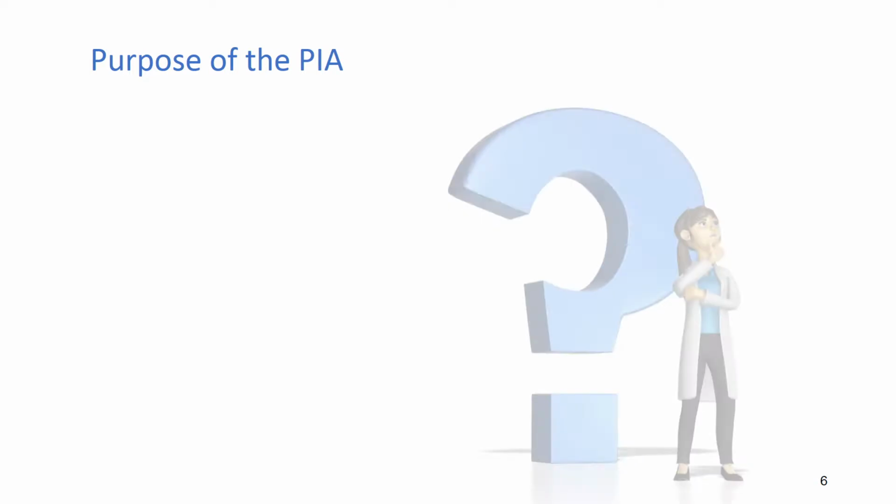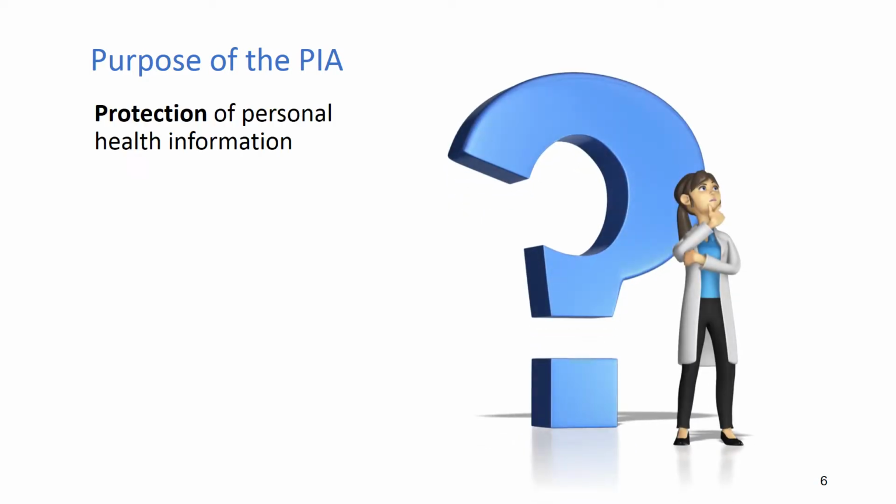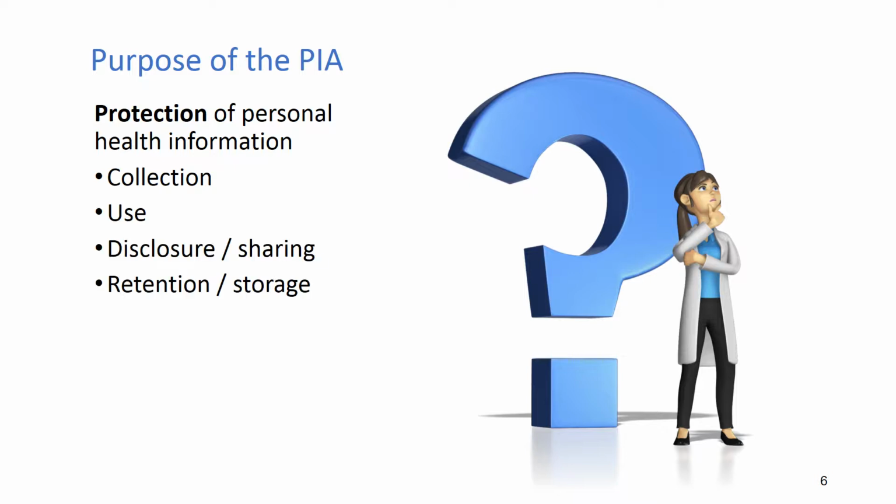The purpose of a privacy impact assessment is to protect the personal health information during the collection, use, and disclosure of that information. We also need to consider the retention and the storage requirements. The PIA also ensures that the individuals that the information is about, in this case patients, have access to that information.